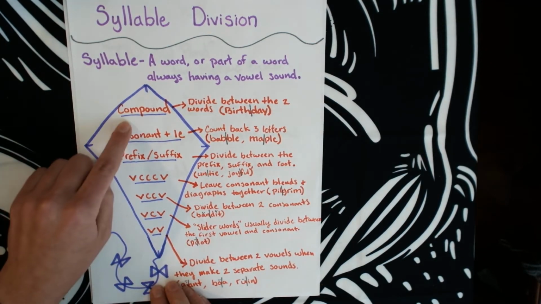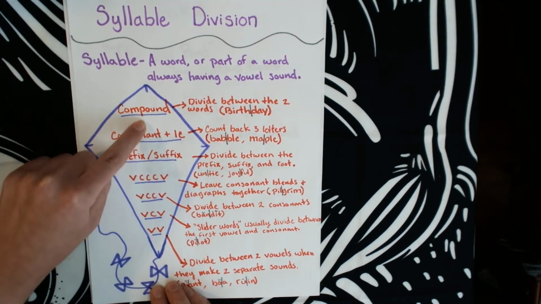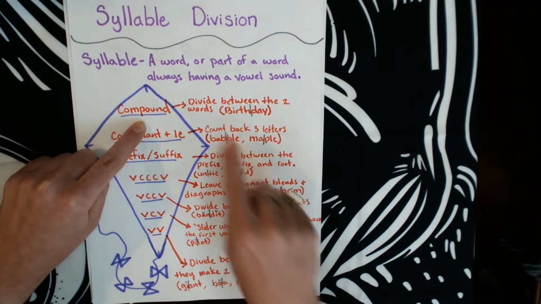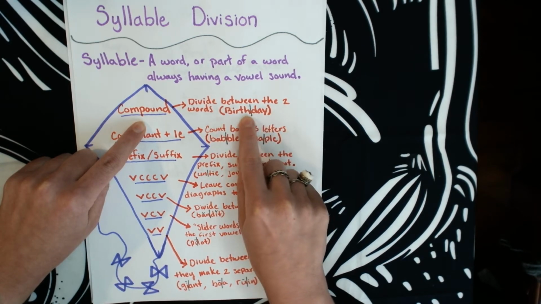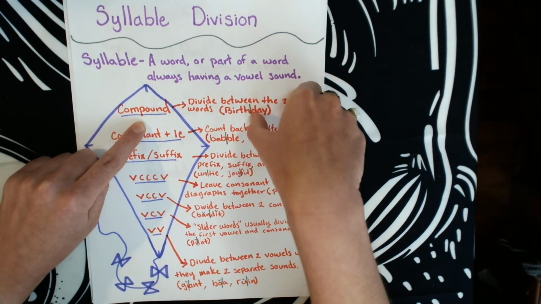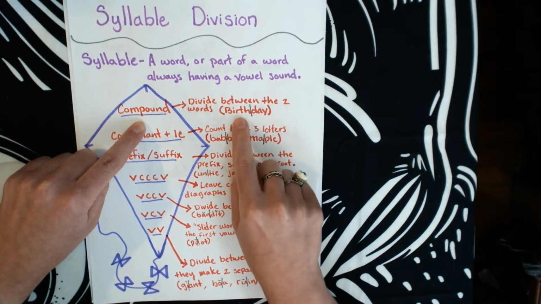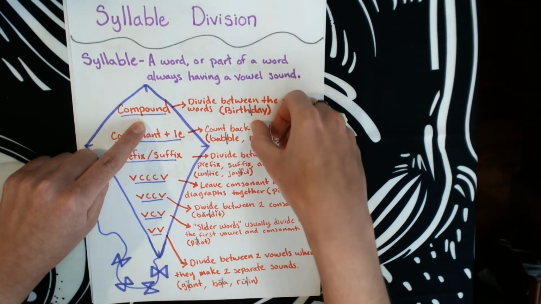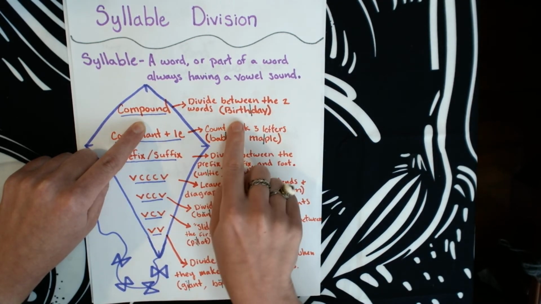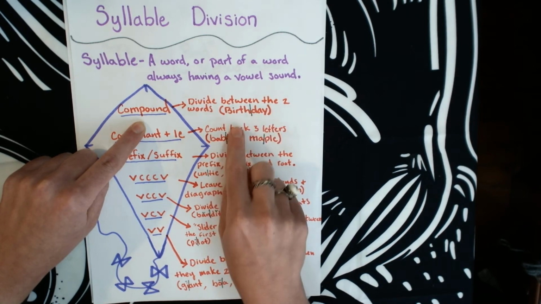So the first way we can look at is a compound word. We divide between the two words. So looking at birthday, when you see a word that has one or more words in it, then you can divide. So birthday, birth is a word, day is a word. We divide between the two words we know, and the compound word is birthday, 2 syllables.